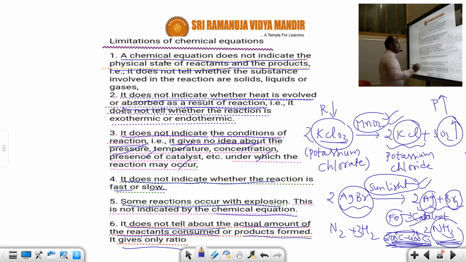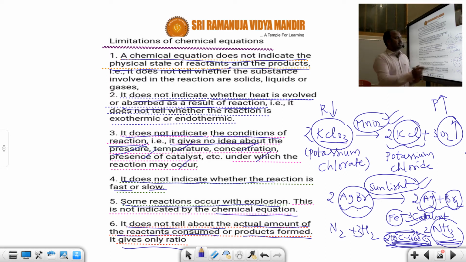And another one, a chemical equation does not indicate whether the reaction is a fast reaction, a slow reaction or a moderate reaction. Some reactions take place very fast, within seconds or minutes, enough to complete the reaction. But in some reactions it may take hours, days, months, sometimes even years to complete the reaction. Whenever it takes years, months or weeks, that is a slow reaction. A reaction that takes place within seconds or minutes is a fast reaction.